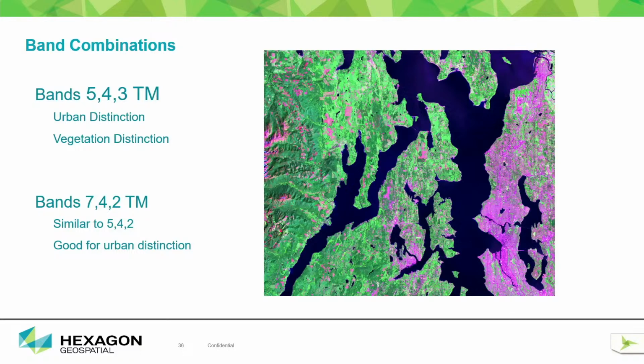And in the same way, if you want some urban distinction and vegetation distinction, then you can go for the 543 thematic mapper band numbers. You can go for the band combination of 5, 4 and 3. And if you want to only identify the urban region, then you can go for the 542.